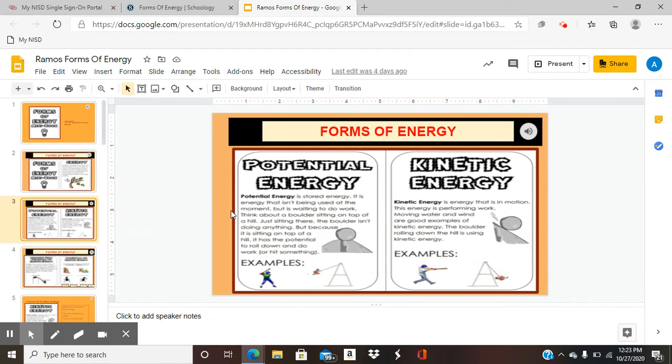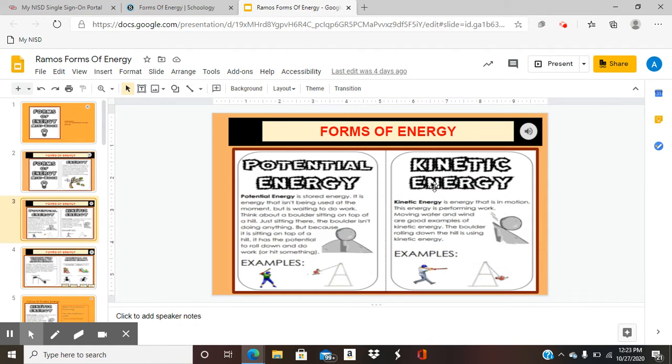So, potential energy, like we've talked about in the past few days, is stored energy. It is the energy that isn't being used at that moment, but is waiting to do work. Think about a boulder sitting on top of a hill. The boulder isn't doing anything, but because it is sitting on top of the hill, it has the potential to roll down and do work or hit something. And here are some examples at the very bottom.